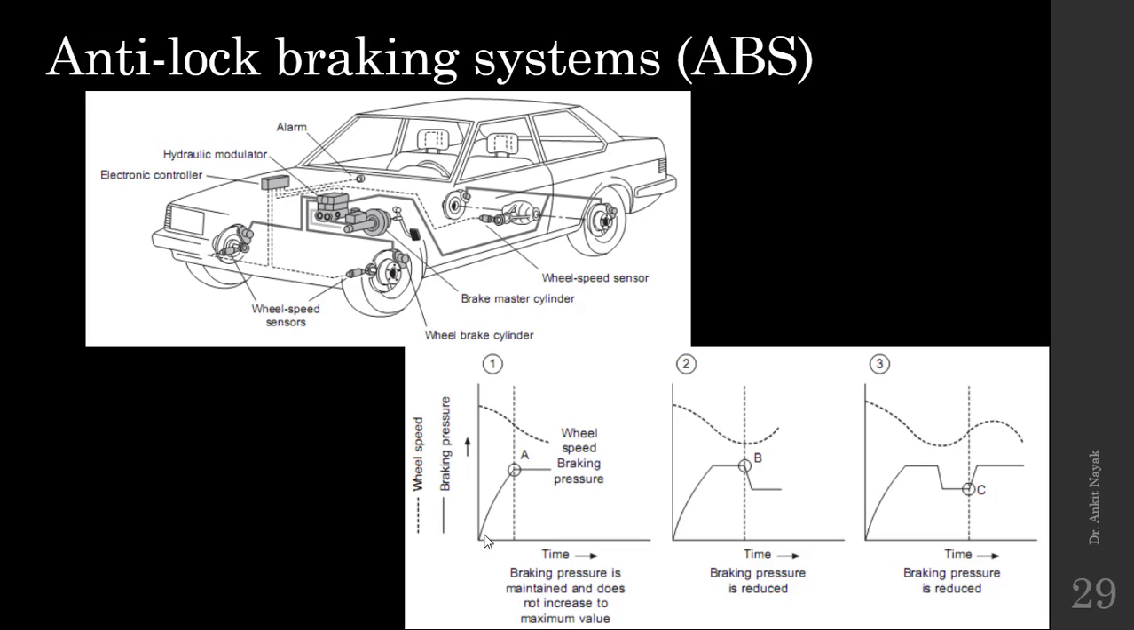So here you can observe the braking pressure. Initially it will apply the braking pressure without ABS. If your vehicle does not have ABS, then at the moment when you apply the braking pressure, the wheel speed will decrease, or we can say it will decelerate. In this case, the braking pressure is maintained and does not increase to the maximum value.